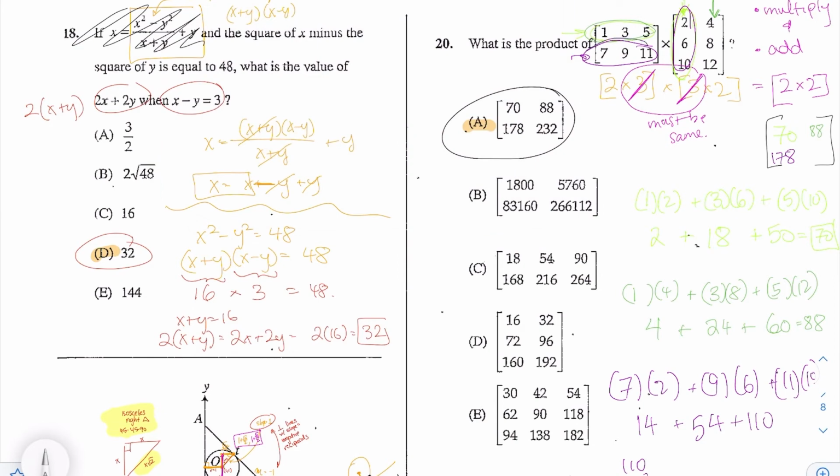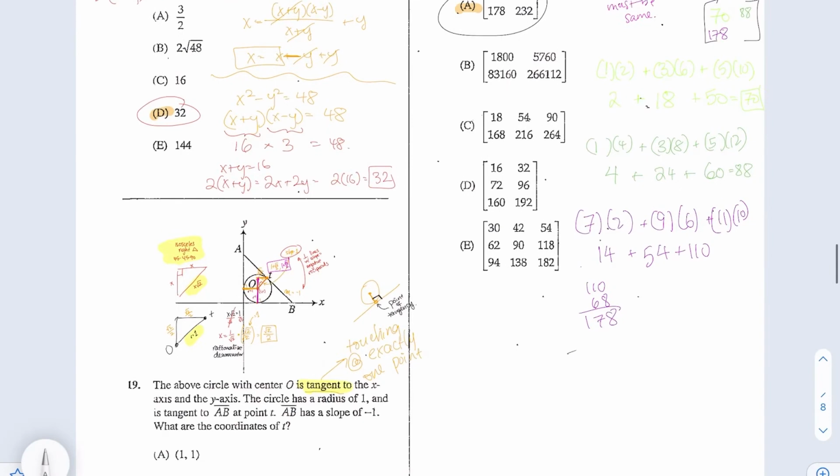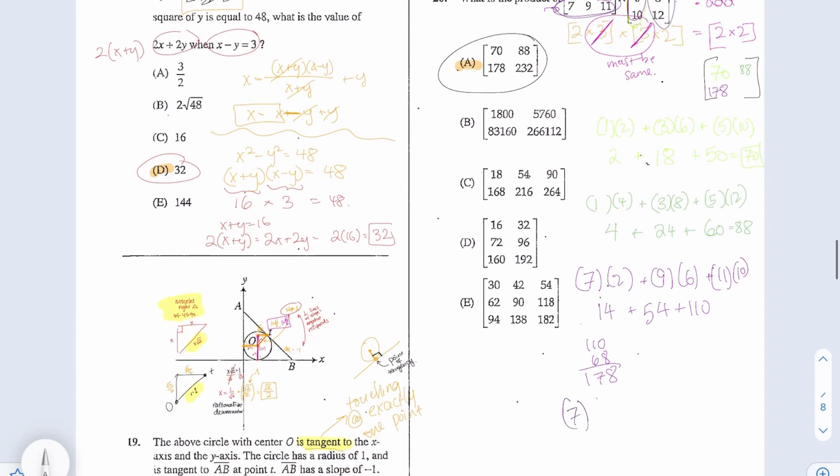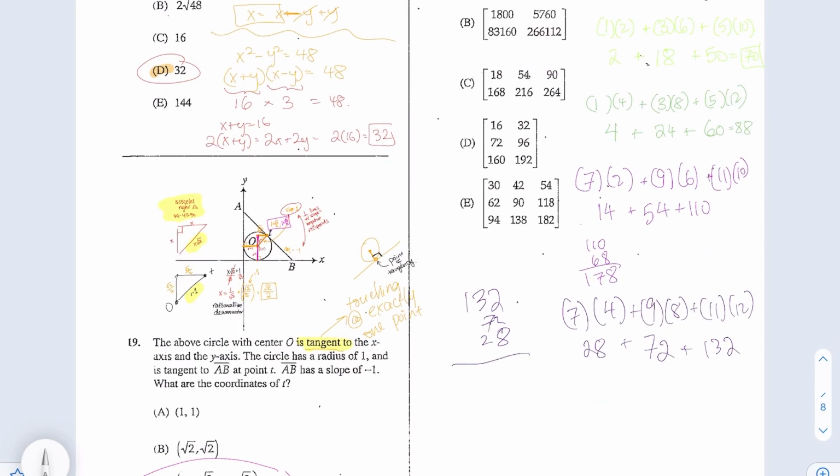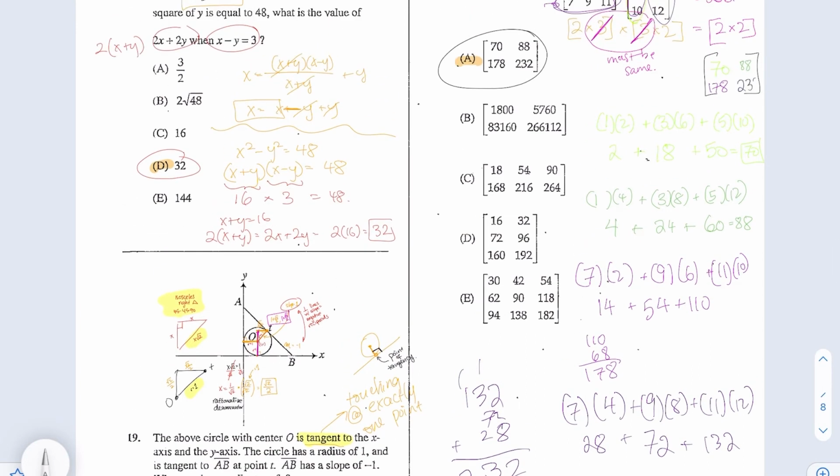And last but not least, you have 7, 9, 11 with last row 4, 8, and 12. So it's 7 times 4 plus 9 times 8 plus 11 times 12. So that's going to be 28 plus 72 plus 132. Right, that's going to be 232. And that is choice A.